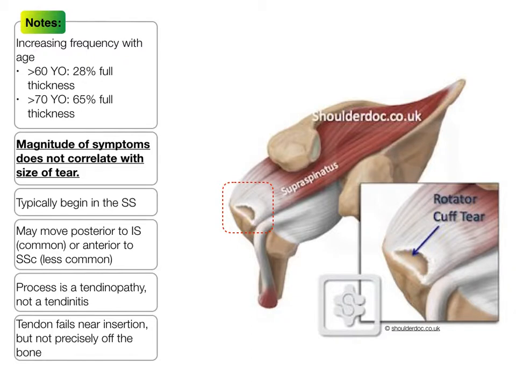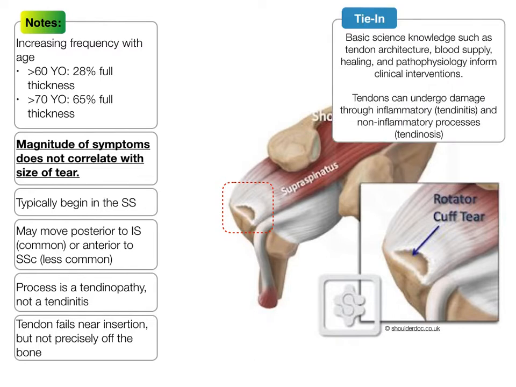Rotator cuffs degenerate. Their intrinsic healing ability stinks. You may have a session on tendon, ligament, and other basic science topics. With this, it's more of a tendinosis tendinopathy than an inflammatory process. For most people, the problem starts in the supraspinatus and can enlarge either posteriorly or anteriorly.